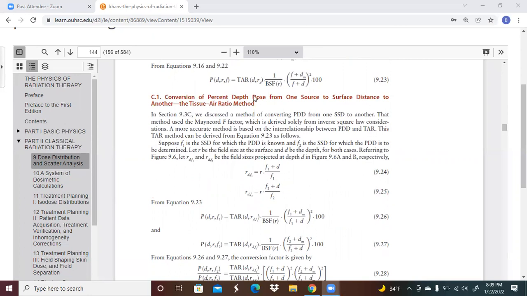So, conversion of percent depth dose from one source to surface distance to another, the tissue-air ratio, the TAR method. So let's say here, suppose F sub 1 is the SSD for which the PDD is known, and F sub 2 is the SSD for which the PDD is to be determined. In other words, we don't know what that PDD is. R is going to be the field size at the surface, and D is going to be the depth for both cases. So referring back here, then let R sub D F1 and R sub D F2 be the field sizes projected at depth D.